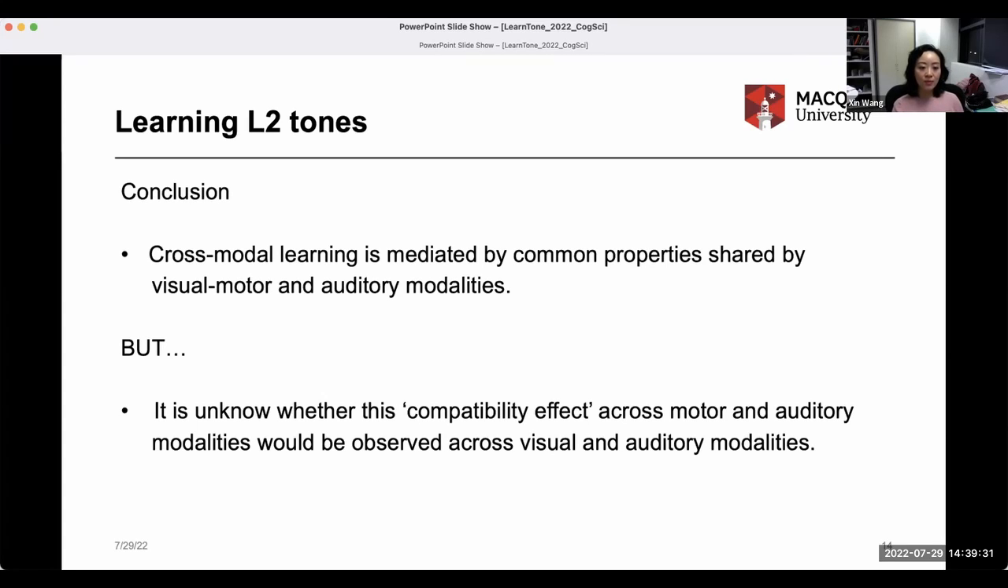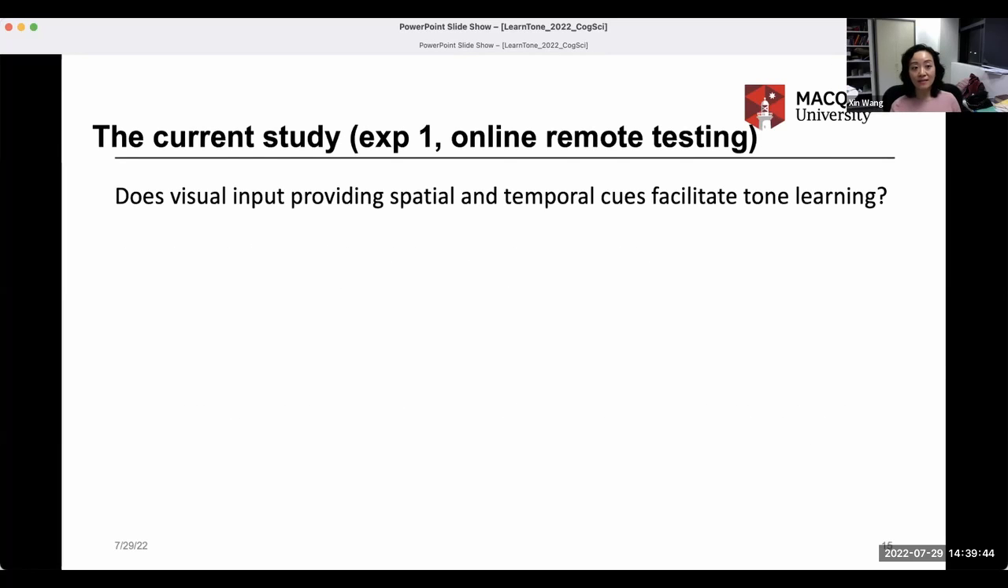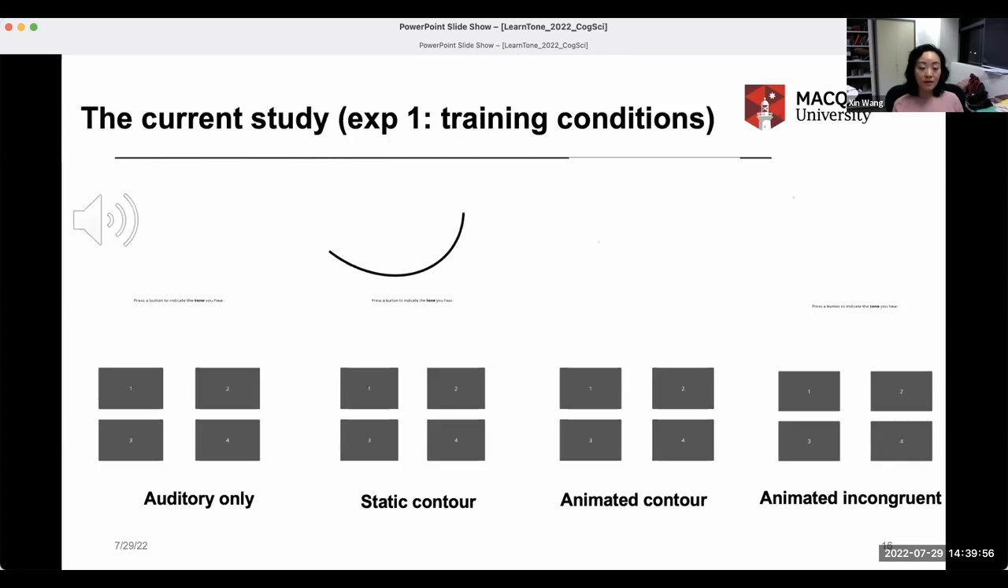So in our study, we want to understand whether this compatibility factor across modalities would be observed across visual and auditory modalities. So we ask the question: does the visual input, which provides spatial and temporal cues, facilitate tone learning? We ran this study online using Gorilla as a data collection platform.